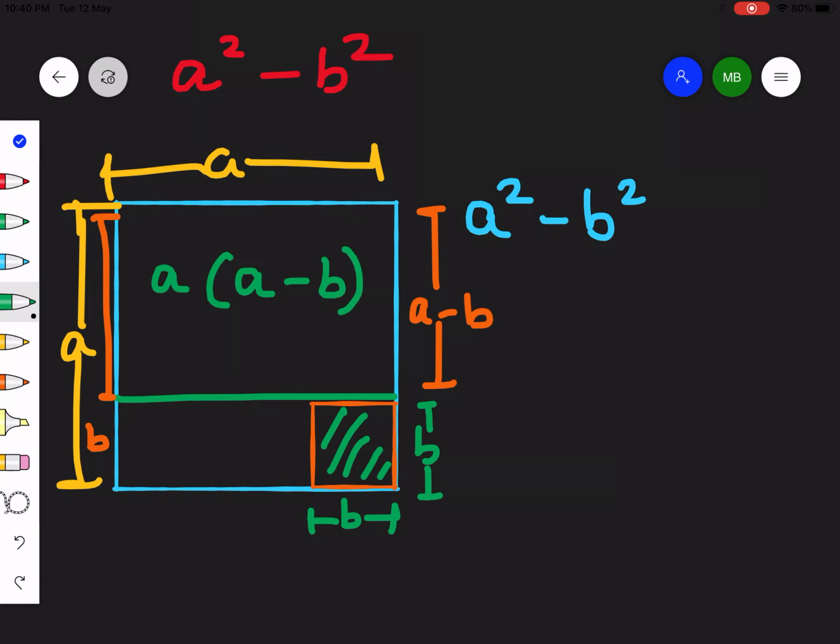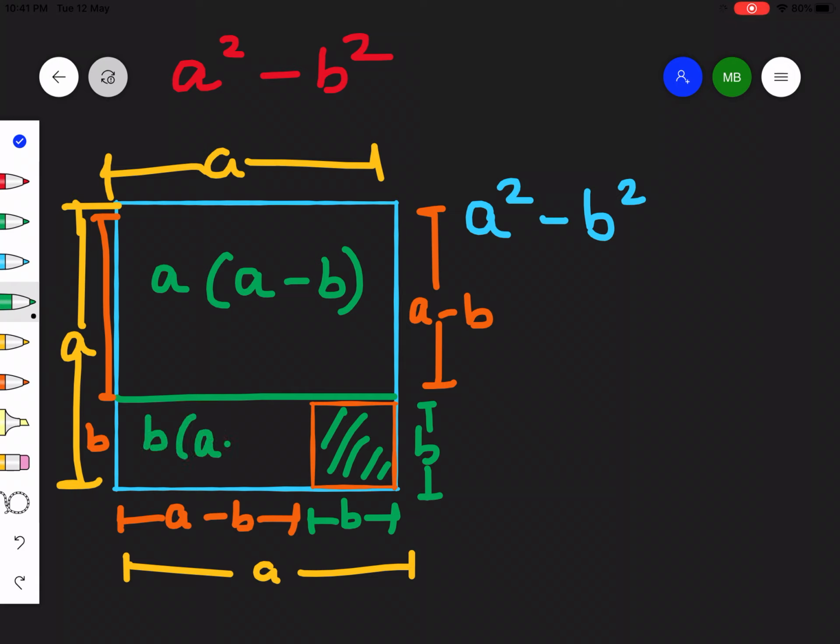Right, and what about the area of this small rectangle downside here? Again, this entire side was a, and because I took away this b from here, the remaining part is a minus b on this side as well, isn't it? So this small area can in turn be written as b times a minus b.